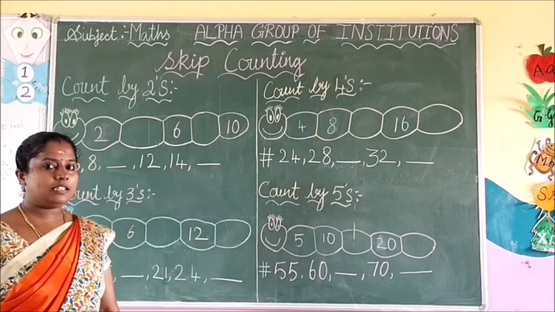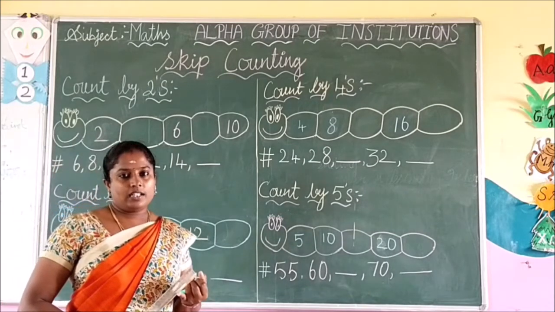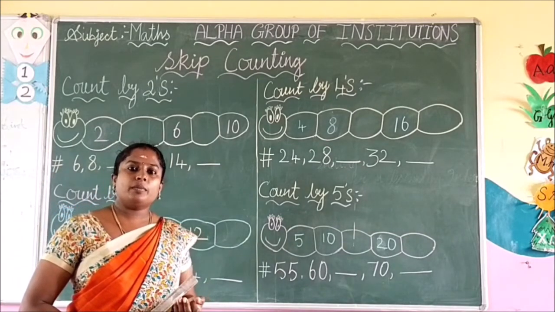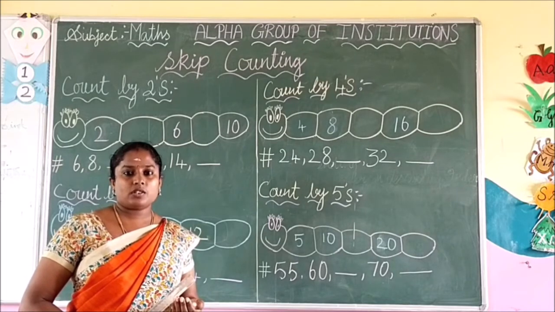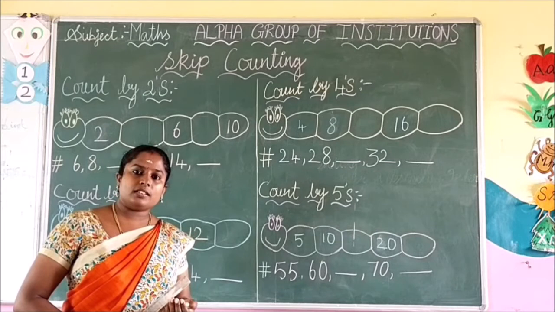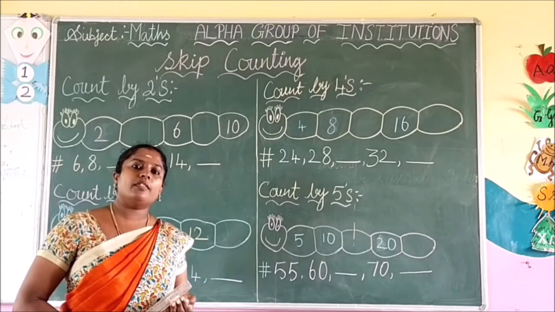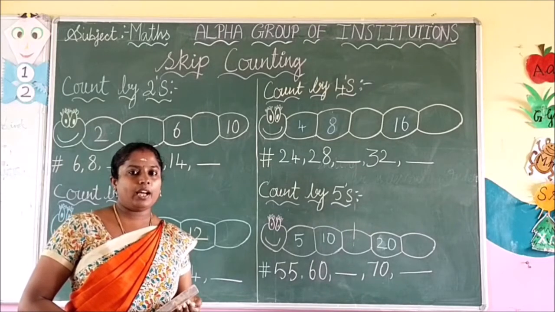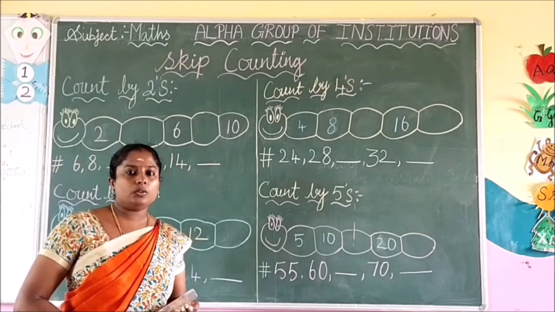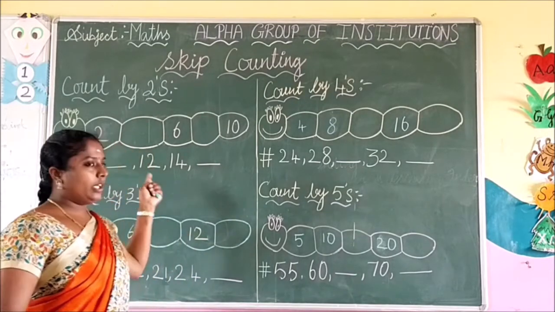Yes, in the last class we discussed ascending and descending order, 4 and 5 tables, and an activity based on ascending and descending. Have you all practiced the worksheet? Yes, I have received your worksheet, so it's all fine and very good. Everybody has done well. Now, today's class we are going to see skip counting.